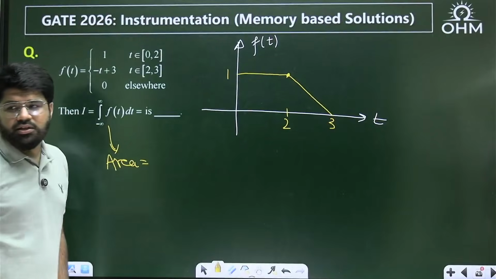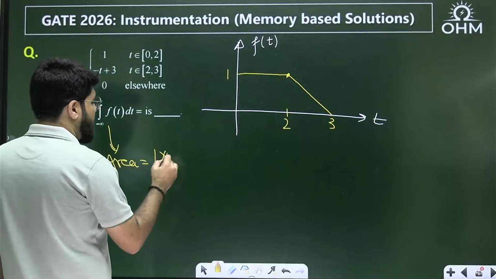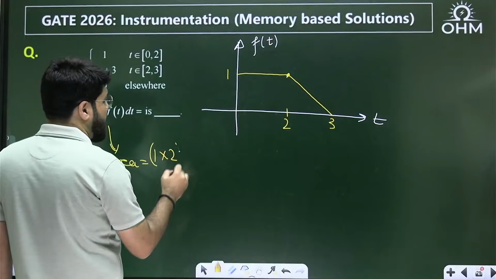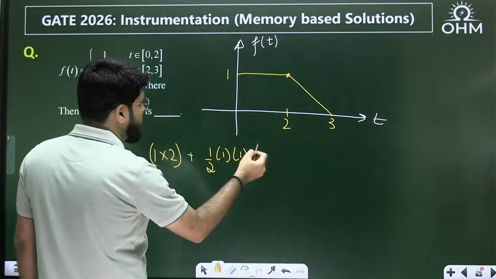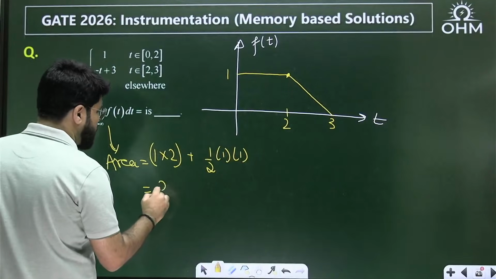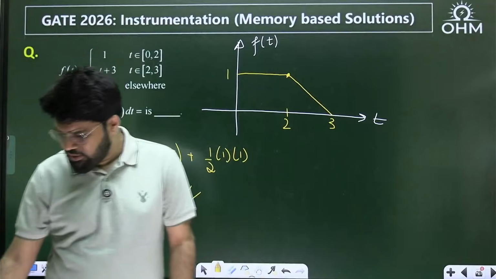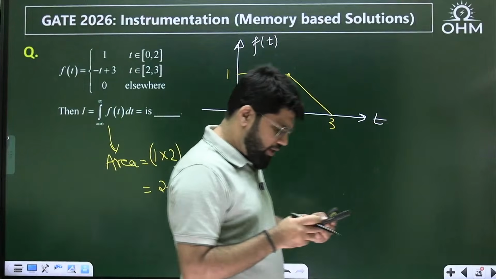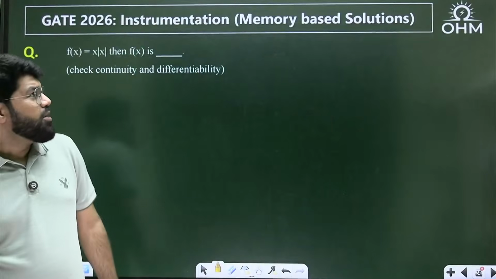This is a childhood question. Just find the area: height into base for the rectangular part, then for the triangular part, half into base into height. Both are 1 each. So 2.5. Check your answer. 2.5 it is, right? 2.5 it is. Next.